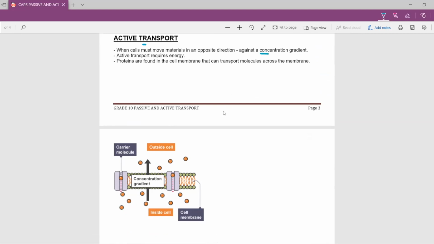It's against the concentration gradient, meaning when a substance moves from a low concentration to a high concentration. That's also known as against the concentration gradient. It's like swimming against the tide. And very important, it's the proteins that will carry and allow the substance to move in.